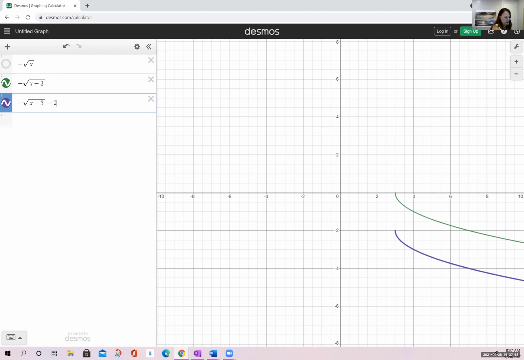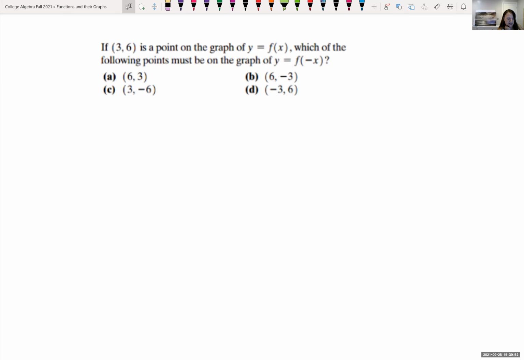Okay, so the next example in front of us says if the point (3, 6) is on the graph y equals f of x, which of the following points must be on the graph of y equals f of negative x? So I'm gonna let you guys think about it for a second and put the answer in the chat if you're in class right now, but don't push enter until I tell you to.